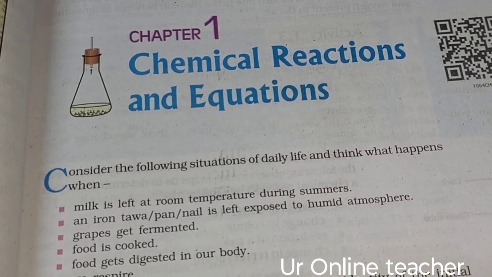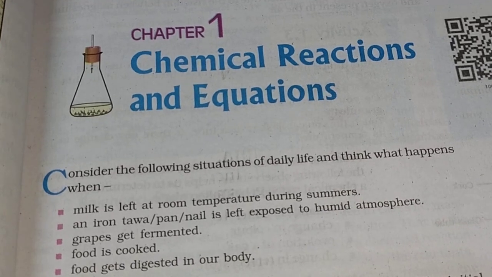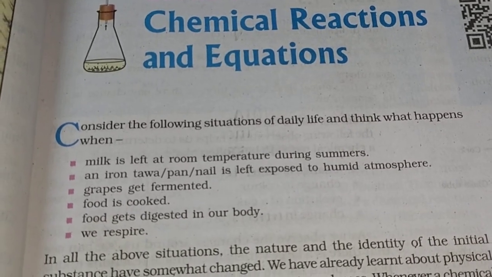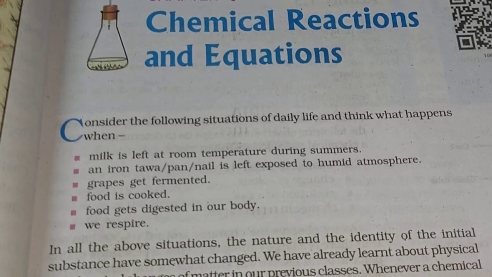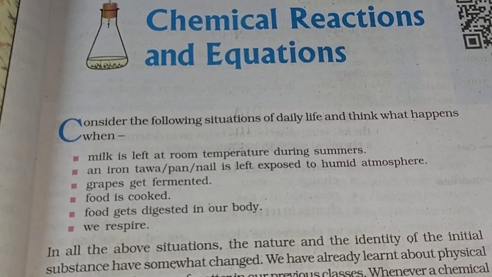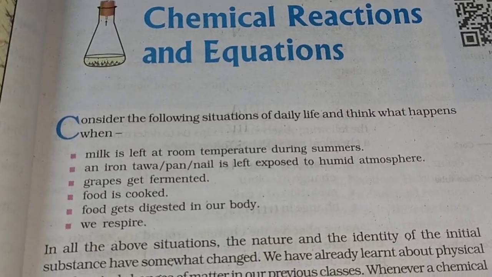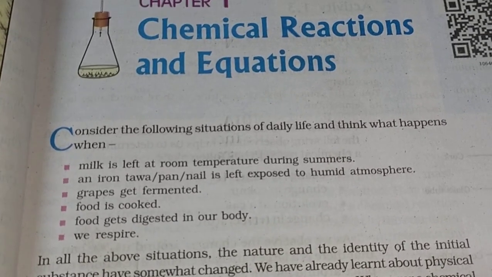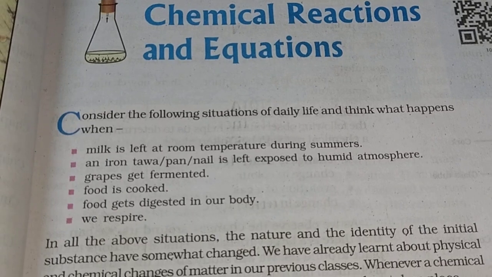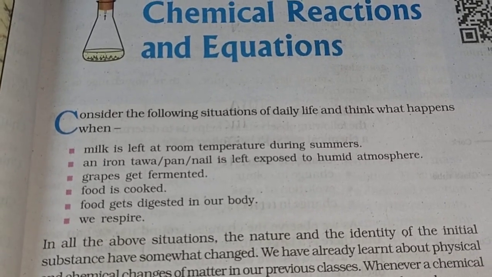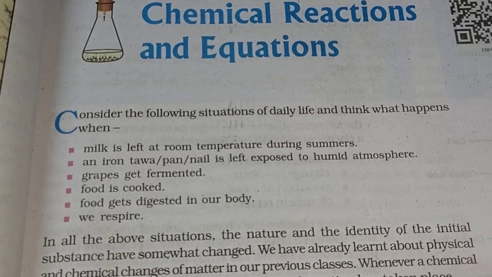Let's start with this. What is that? Chemical reactions and equations. So first we'll see what are chemical reactions and how to write the equations. Different types of chemical reactions are explained in this lesson, and how to write the equations and also balance the equations. Let's see. So consider the following situations of daily life and think what happens when.